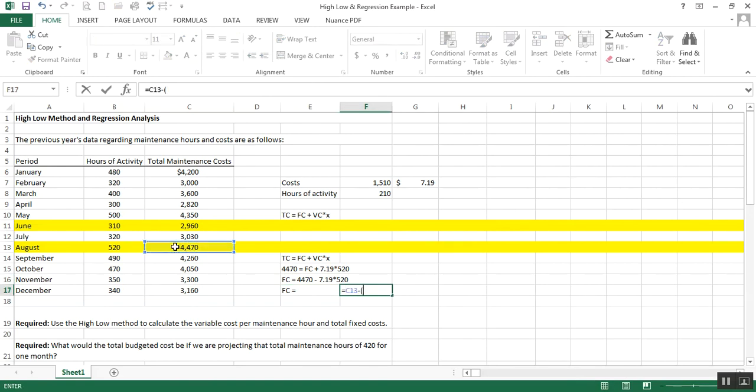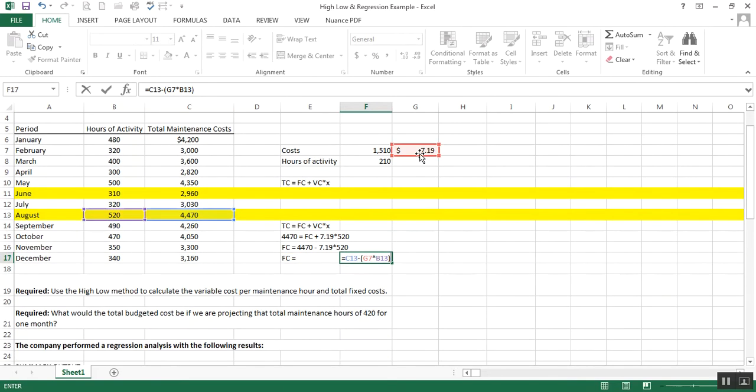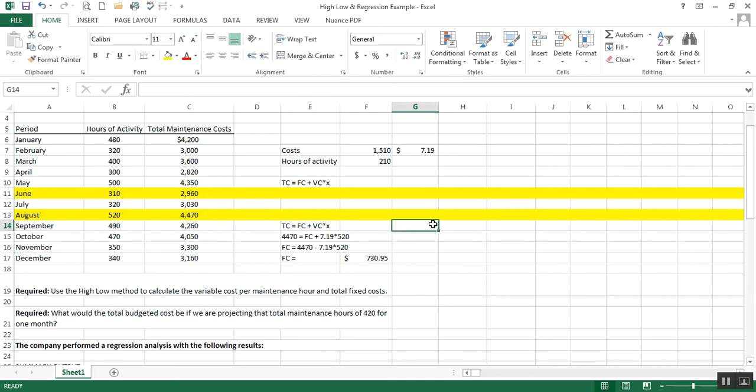So our fixed cost equals 4470 minus 7.19 times 520. You'll see that I linked it to cell 7 where it had the variable cost instead of typing out 7.19. That means I'm not doing any intermediate rounding. I'm not rounding to $7.19; I'm using the full extension here. So now I have a fixed cost of $730.95.